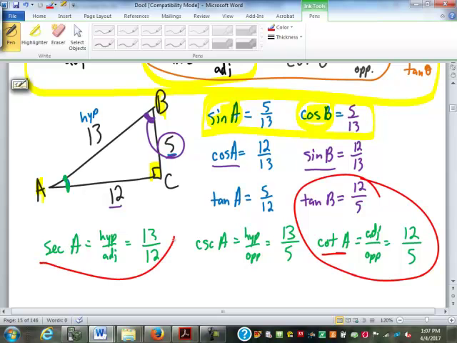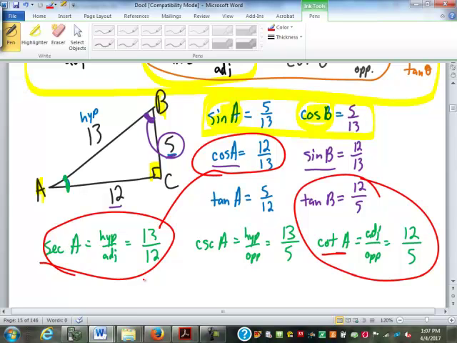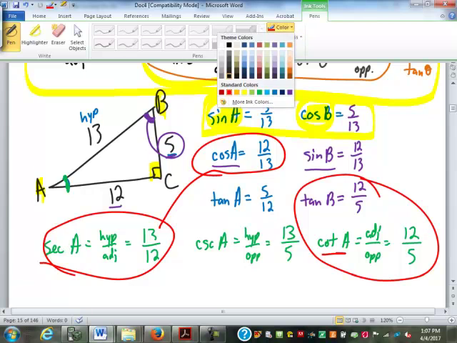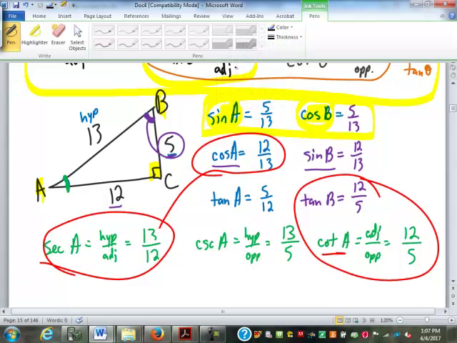The secant of A is the reciprocal of the cosine of A. Cosine is 12 over 13, secant is 13 over 12, the reciprocal. So there are a lot of relationships like that that we're going to run into.